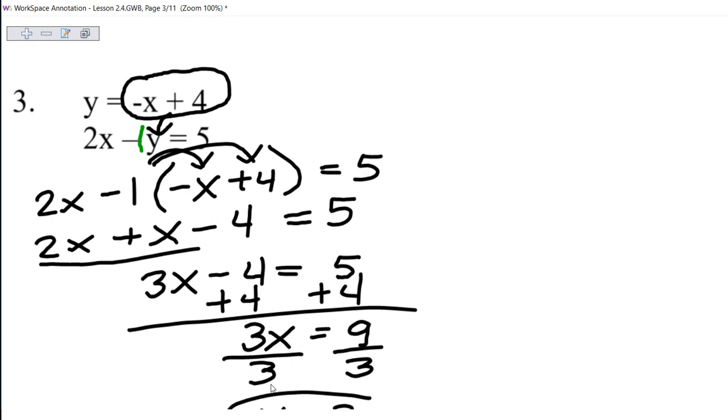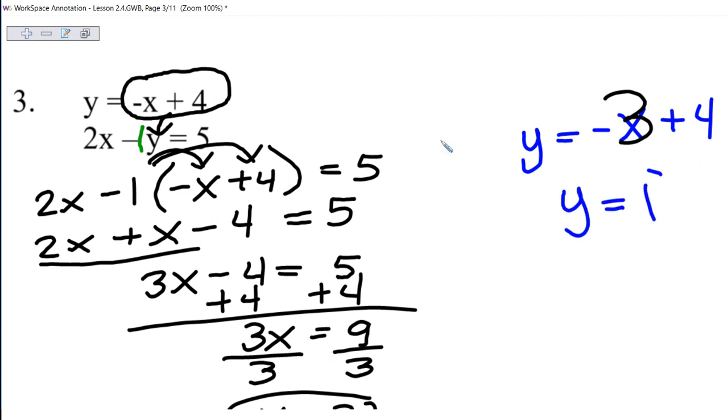Now, just like with elimination, once you have the first answer, you'll have to find the second answer. So do we want to use the top or bottom? Top. So we have y equals -x plus 4. And what number do I replace the x with? A 3. So what happens when I put a 3 right here? It's -3 plus 4. And what's -3 plus 4? +1. So what's my solution? 3, 1.